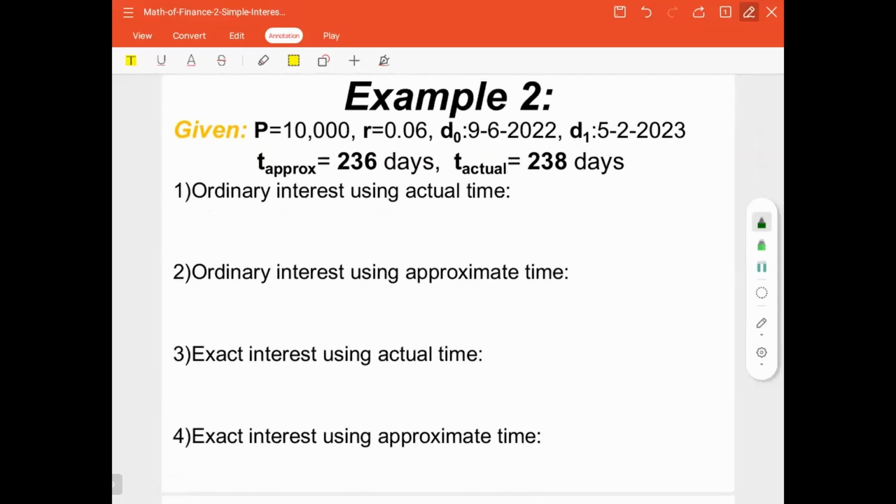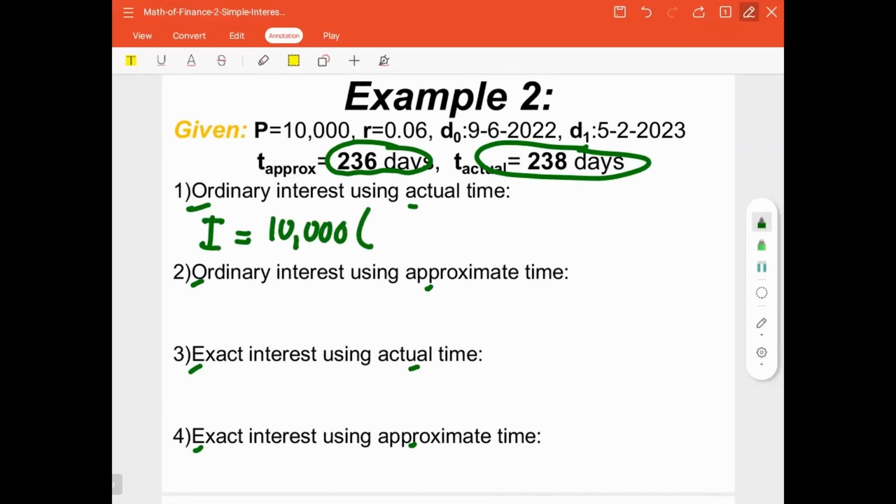Once you have the approximate time and the actual time, then it's going to be simple, no? To compute for the ordinary interest using actual and approximate times, and exact interest using the same actual and approximate time, we are to make use of the same formula. I equals PRT. Here P is 10,000. Okay, R is 0.06. Then the time, take note, this is actual, so we use 238. And take note, the denominator here is 360 because this is ordinary interest.